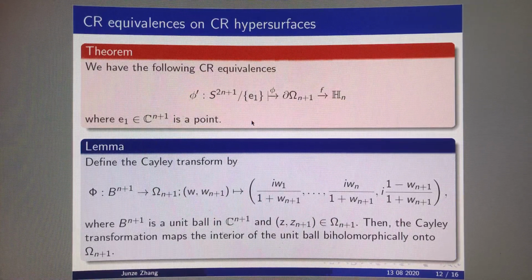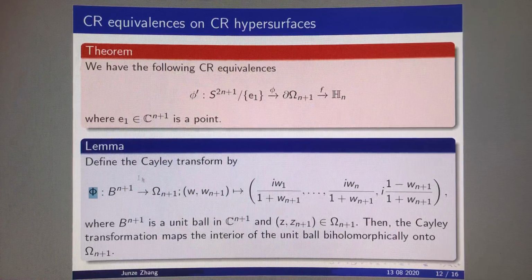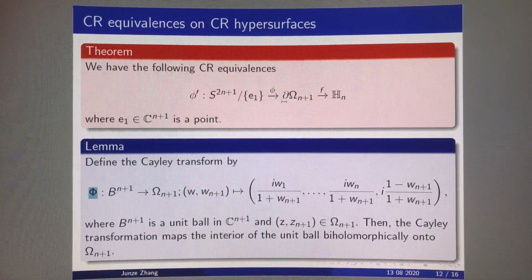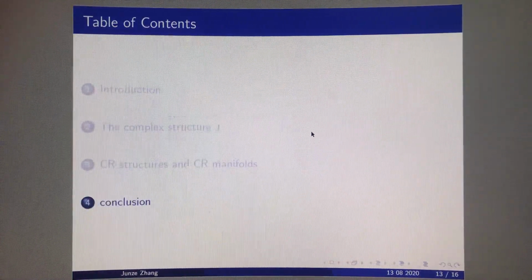So in other words, we just need to calculate the push forward of this capital Phi, so that each holomorphic tangent vector field in S^(2n+1), acted on by this push forward, is equal to the holomorphic tangent vector field in the boundary of the Siegel domain. So we can conclude this theorem. And from this theorem, we have the following observations.